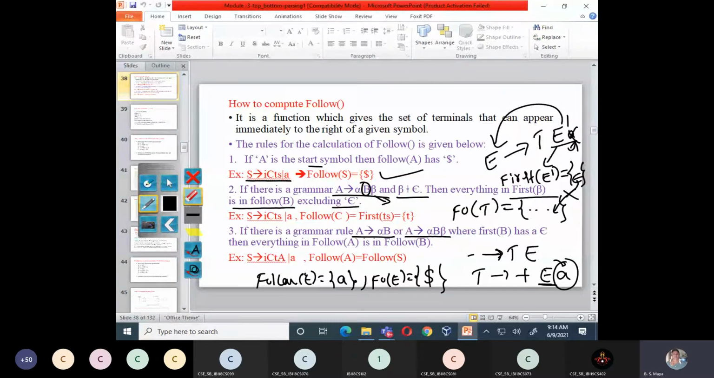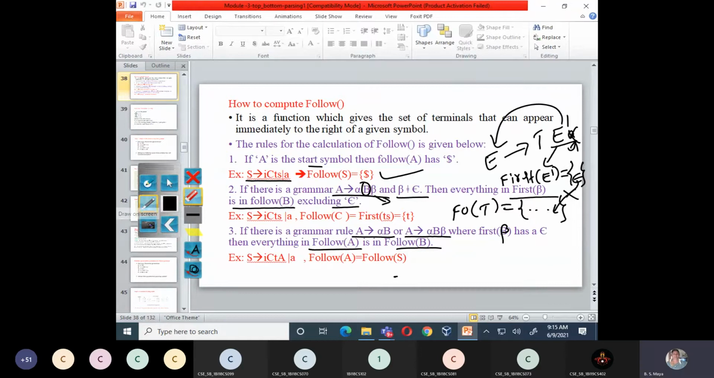Then everything in first of beta, sorry, first of beta has epsilon. If there is a grammar rule, A derives alpha B or A derives alpha B beta, where first of beta has epsilon, then everything in follow of A is in follow of B. Everything in follow of A is in follow of B. Let me take an example.